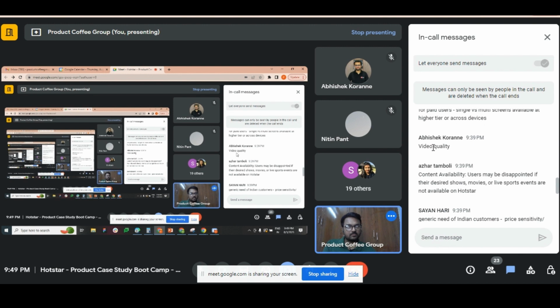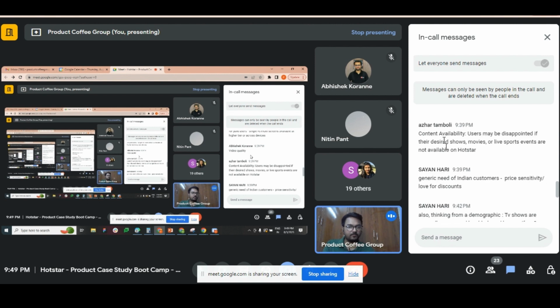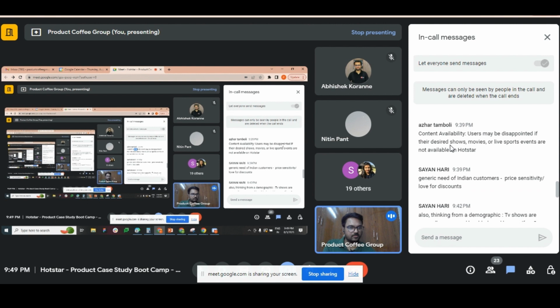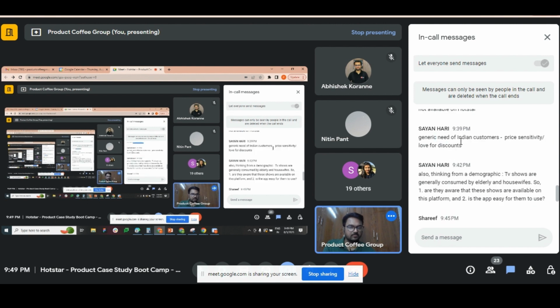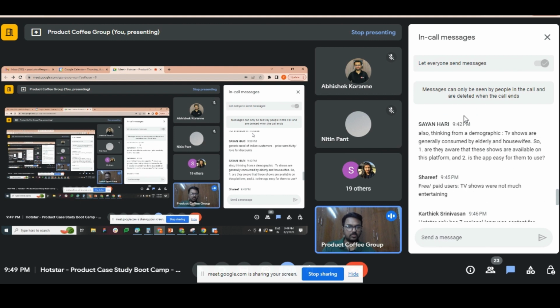Okay, I think Abhishek, is that preventing you from becoming a paid member? I think you're going into the solution angle. Content availability: users may be disappointed if the desired shows are not available. Again, availability. Generic need of price sensitivity. I think we talked about affordability.